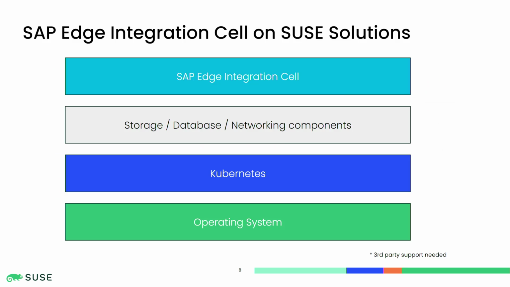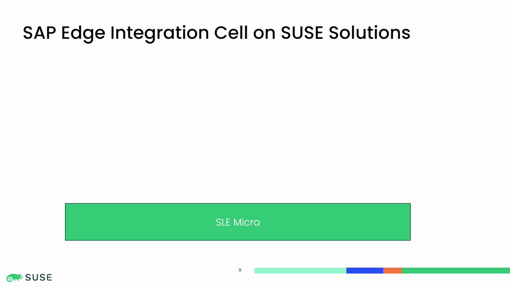And if you want to set up Edge Integration Cell, this is typically what you need. You need your machines with an operating system, of course. Then you put your Kubernetes stack on top. You will need some more components for storage, the database we're talking about, and networking components. And if you've got all that, you can start with the Edge Integration Cell on top. And I would like to go through those things, starting with the operating system, where we recommend SLE Micro.